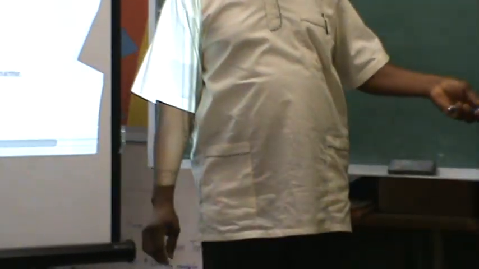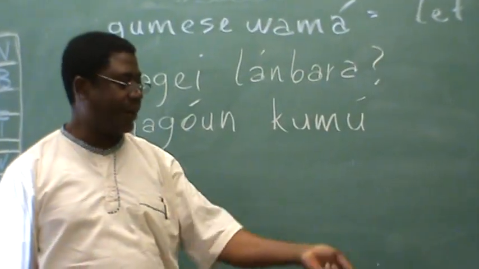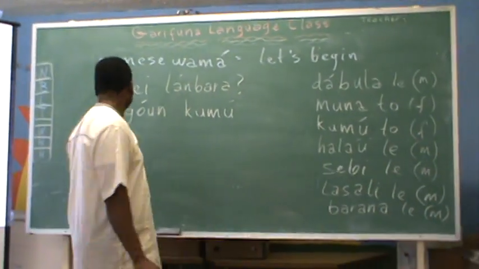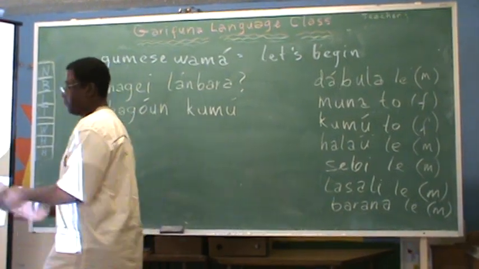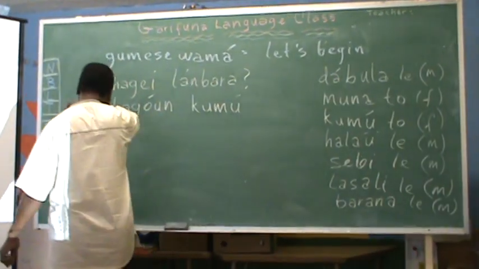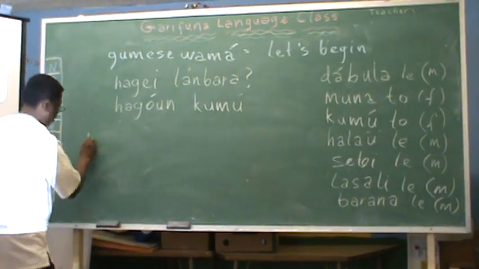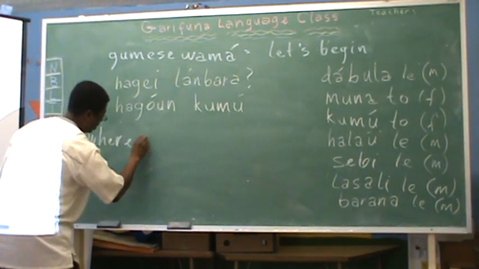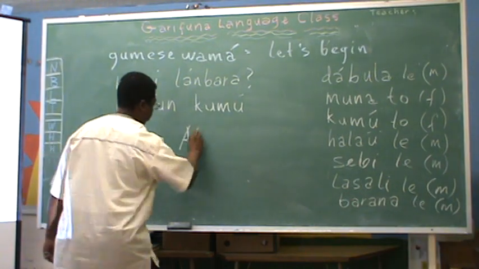Alright? Good. So you know, Dablale, Munato, this house, right? Kumuto, this restroom. Halale, Sebile, Lasalile, Baranale. Now, where is Alfonso?